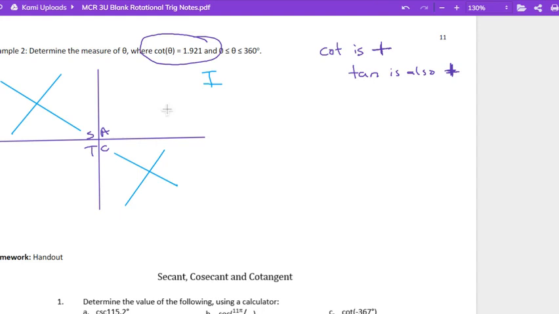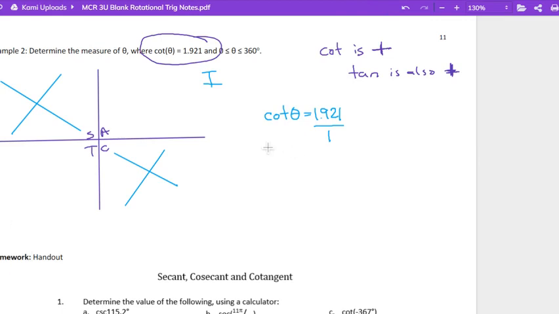Now, what we're going to do is when we punch this into our calculator, we are going to get the related acute angle. The first thing we do is we can't punch in cotangent. So we're going to say, cotangent theta equals 1.921 over 1. I'm going to write over 1 so that I can flip it.